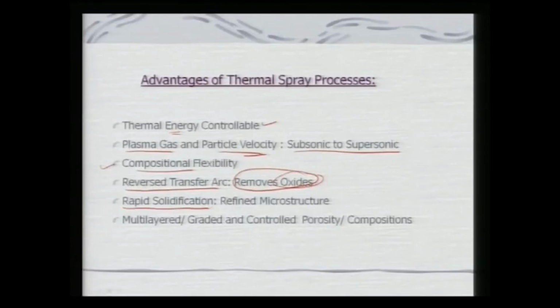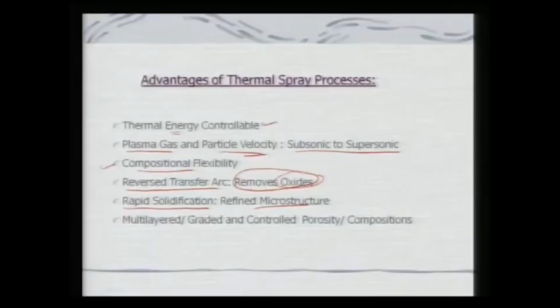Again, thermal spray inherently has very rapid solidification. So, in turn we get a very refined microstructure, which means we can achieve drastically improved properties: mechanical, corrosion and wear resistance. In turn we can get a multi-layered structure, a graded structure. Also, we can control the porosity or the composition. So, that is the advantage of the thermal spray processes.